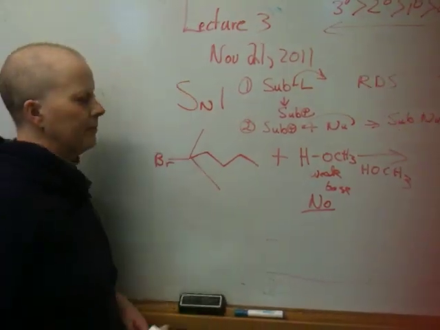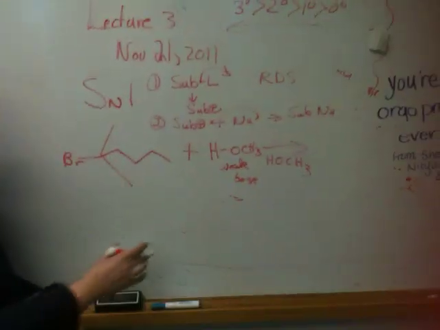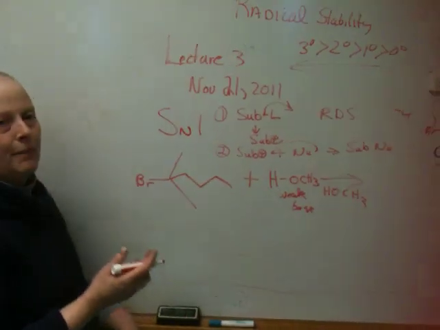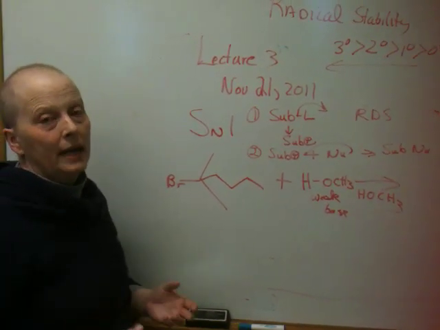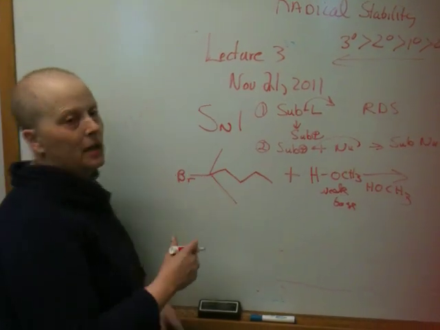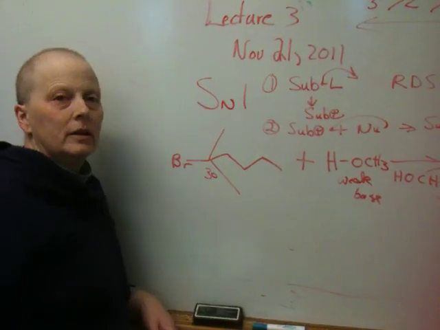Okay, now, nothing's going to happen here from the base. So what has to happen first? Well, what has to happen first is that irresistible carbocation has to form. Now, what's different about this substrate? What's different about this substrate is that it's tertiary.